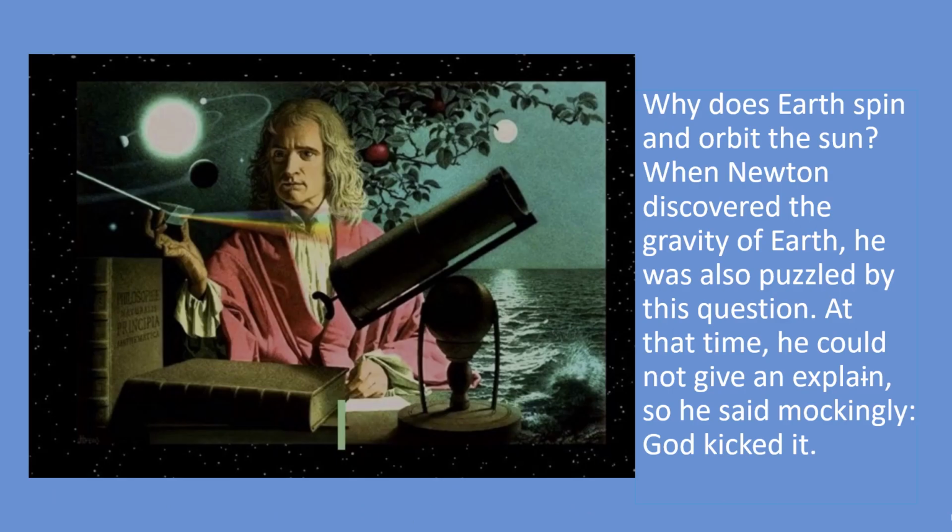Why does the Earth spin and orbit the Sun at the same time? When Newton discovered the gravity of the Earth, he was also puzzled by this question. At the time, he could not give an explanation, so he said mockingly, "God kicked it."